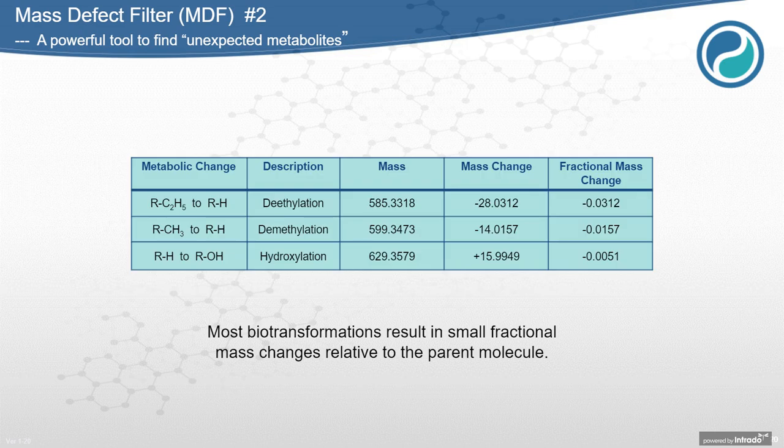It's based on the observation that when you look at normal biotransformations like deethylation, demethylation, or hydroxylation, in the case you observe in this table, the fractional mass change, the change to the numbers below after the decimal point, are relatively small. So we see 31 for deethylation, 16 for demethylation, and 5 millidalton change for hydroxylation. So how do we use this mass defect? They described mass defect filtering, and so I'm going to spend a few slides describing how that works.